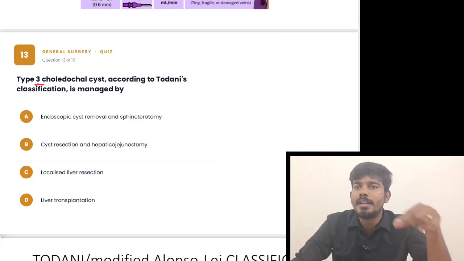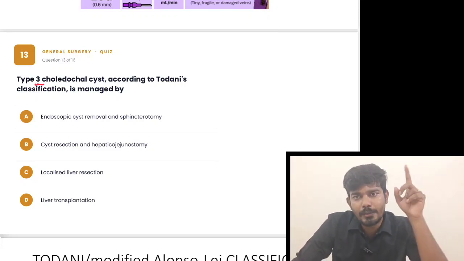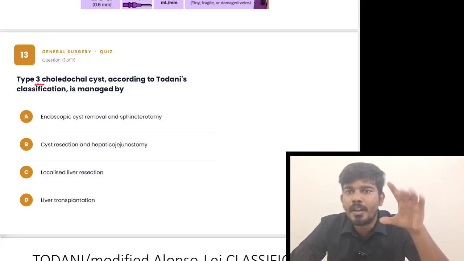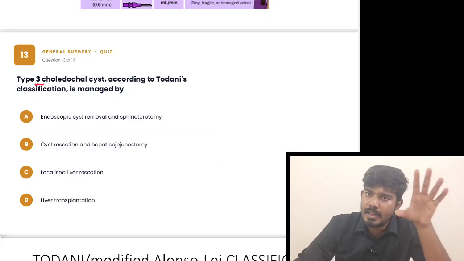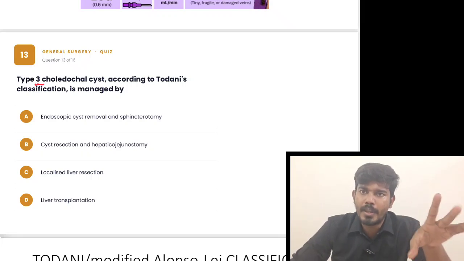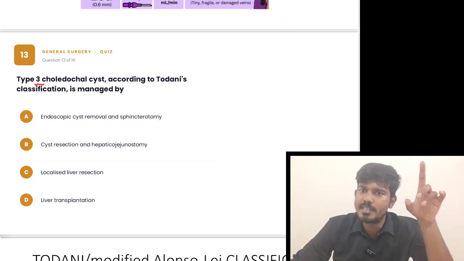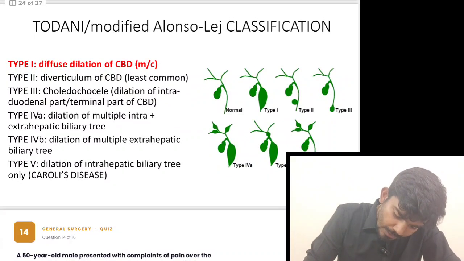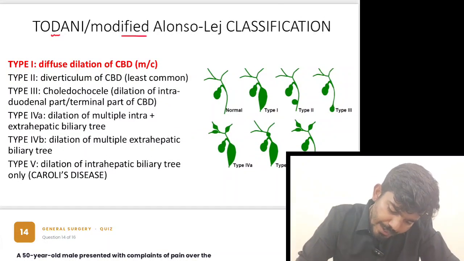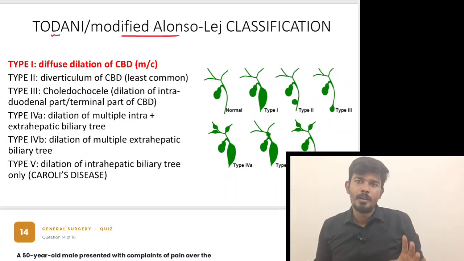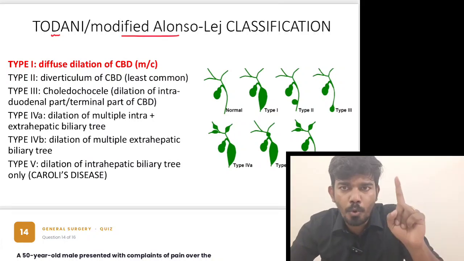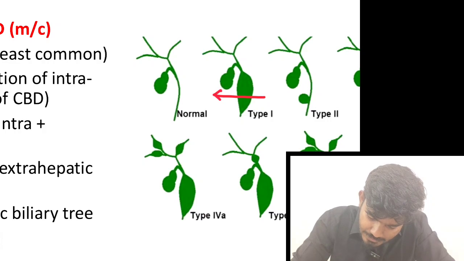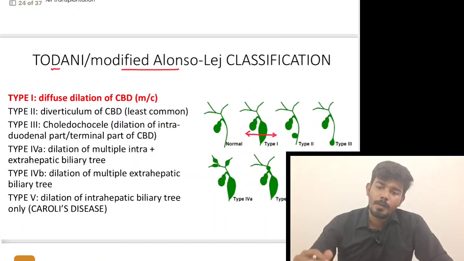They can ask you by giving an image or a description and asking what type it is, or give the type and ask for its description, or ask for its management. For all of these, the investigation of choice is MRCP. Okay, MRCP is the investigation of choice for this choledochal cyst. The classification is Todani's classification or modified Alonso classification. Here type 1 is the most common type. In type 1, there is a diffuse dilation of the common bile duct.